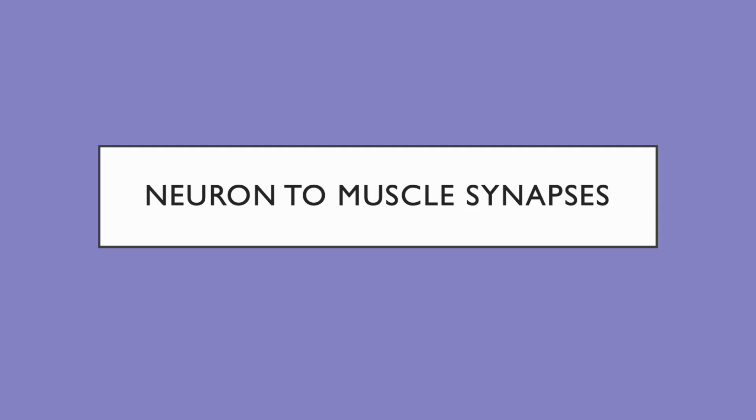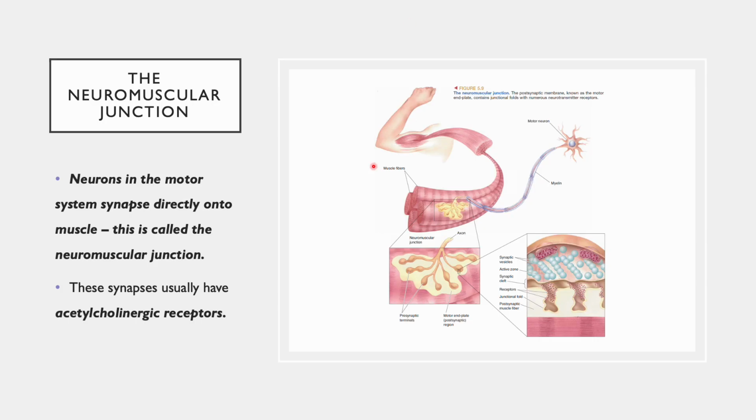Now we're going to discuss neuron to muscle synapses. Now I've used the example of the neuromuscular junction before when we were discussing the simple reflex. So now we're going to look at this in more depth. So here at the postsynaptic membrane, the motor end plate contains junctional folds with numerous neurotransmitter receptors.